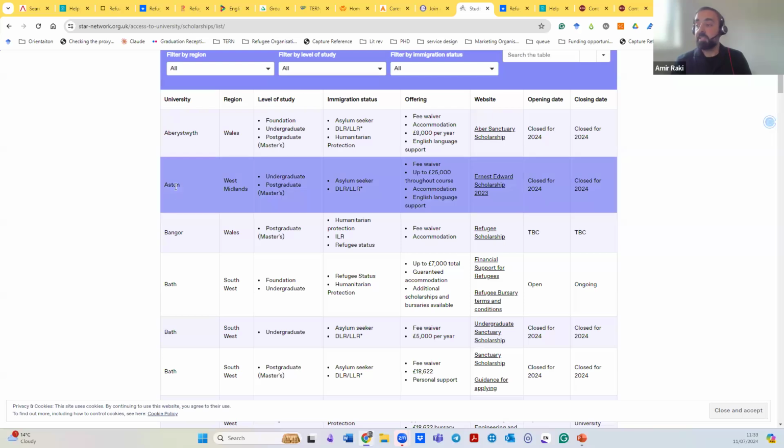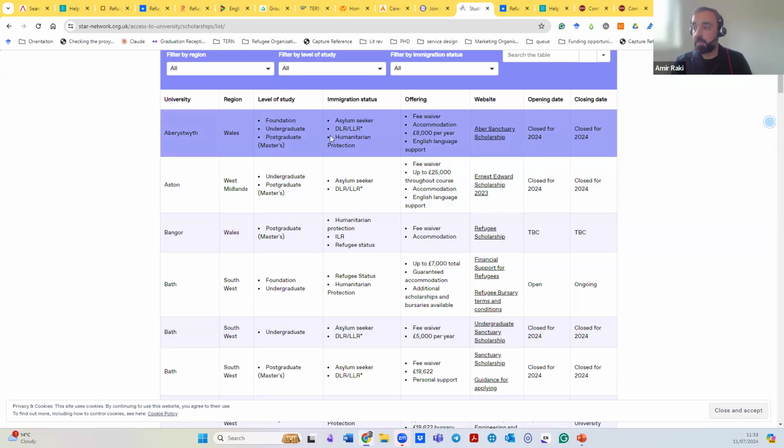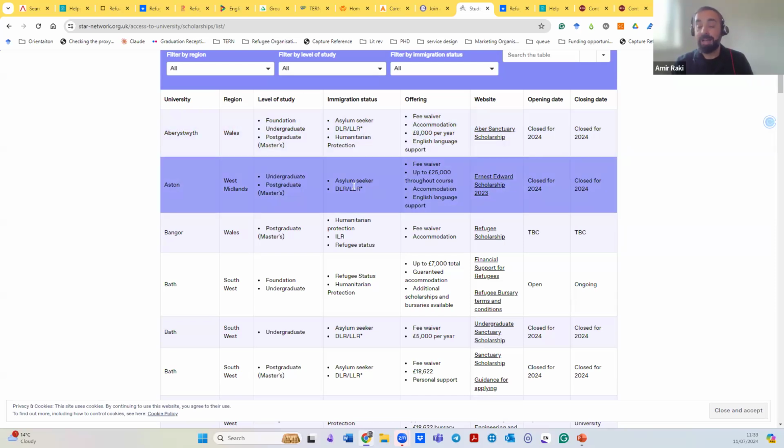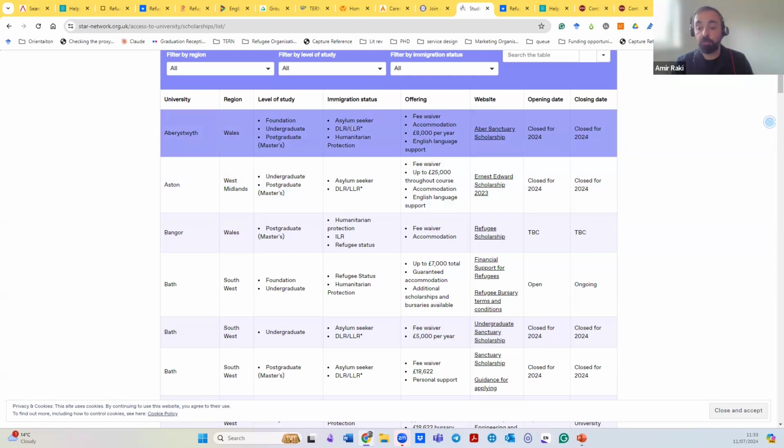For instance, University of Aston would like people with asylum seeking status, DLR or LLR, but not humanitarian protection. Whereas this university in Wales gives a scholarship to asylum seekers, people with DLR or LLR, and humanitarian protection as well. So if you have a humanitarian protection visa, Aston is not going to consider your application. So you need to apply to universities that cover your immigration status.